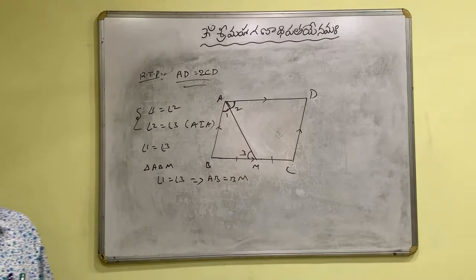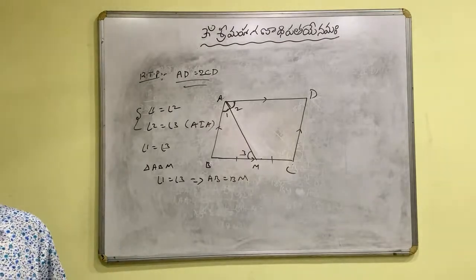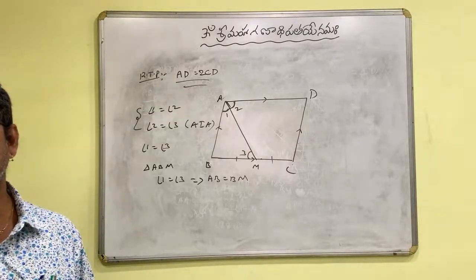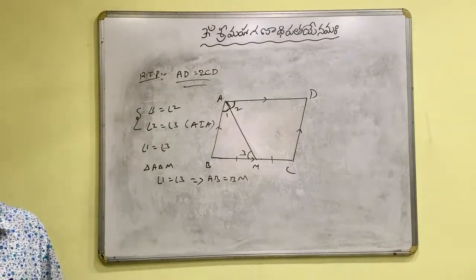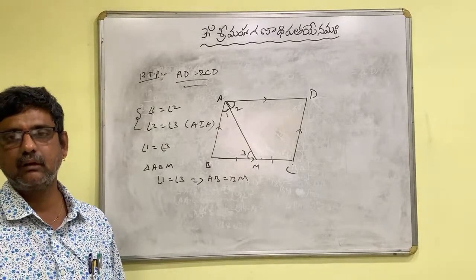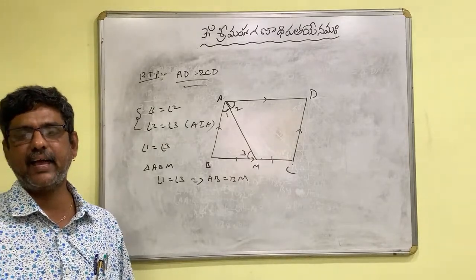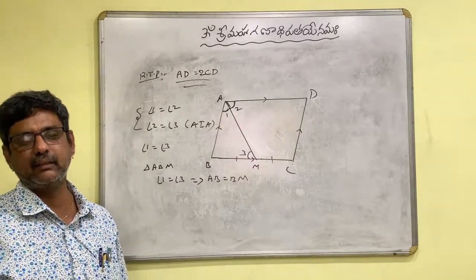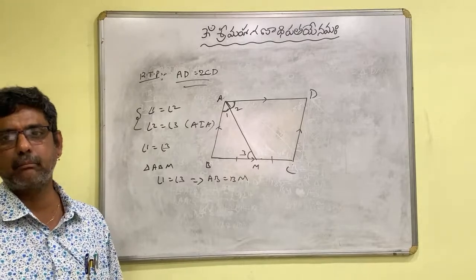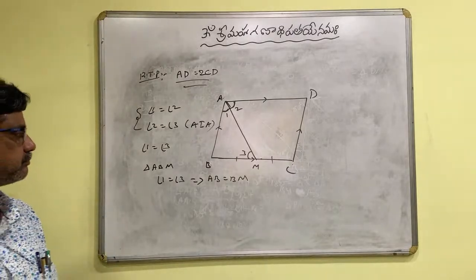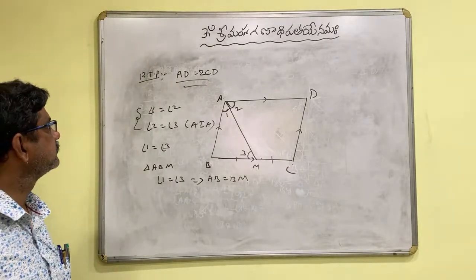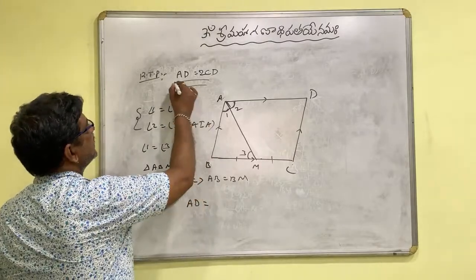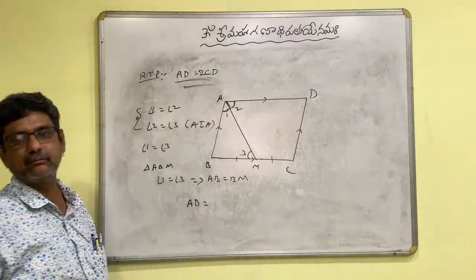Angle 1 is equal to angle 2, given. Angle 2 is equal to angle 3, alternate interior angles. So from these two we can say angle 1 is equal to angle 3. Now, if we consider triangle ABM, in that triangle angle 1 is equal to angle 3, which implies AB is equal to BM. Now, what is he asking? He is asking to prove that AD is equal to 2CD.